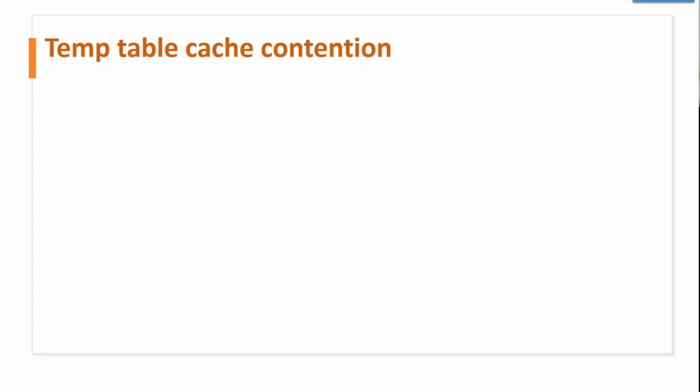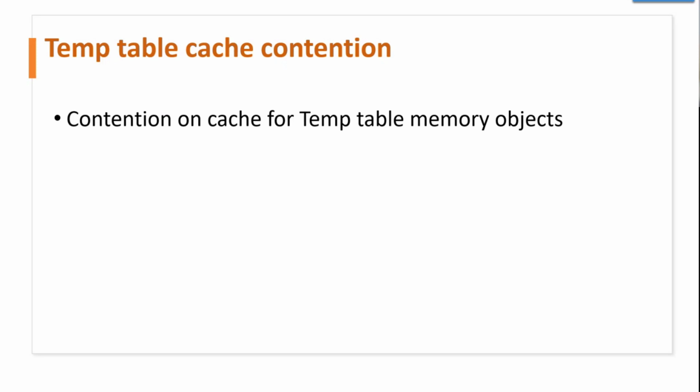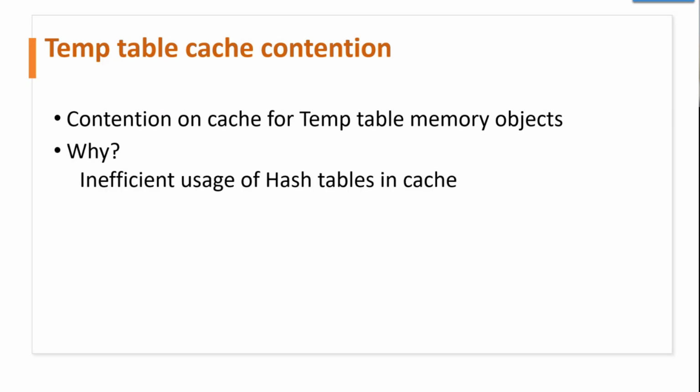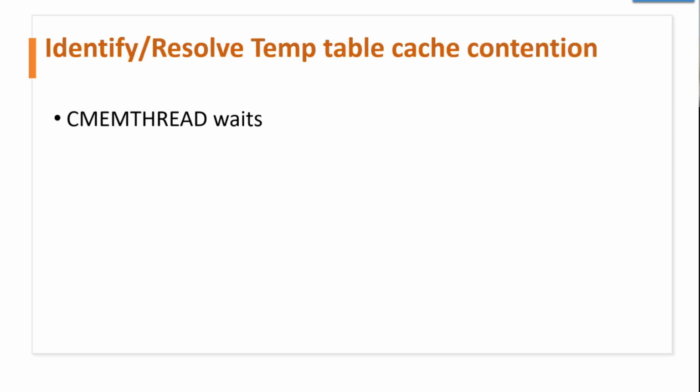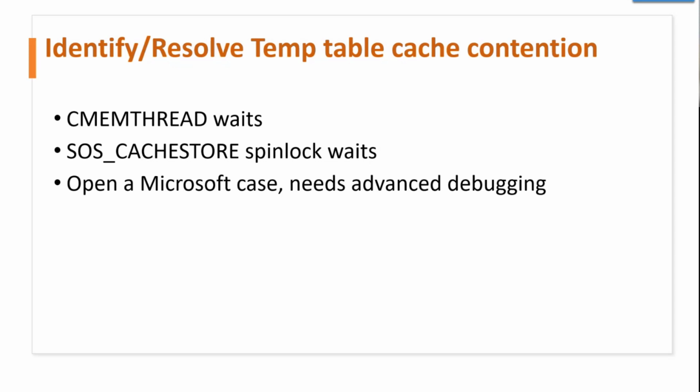So we saw two types of contention now, and this is the third type of contention, which is the temp table cache contention. This is about contention on the cache for the memory objects on the temp table. This appears due to the inefficient usage of large hash tables, and if you see something like CMEMTHREAD or SOS_CACHESTORE lock waits, then it could be a case of this contention, and there's nothing we could do about it. This is just an FYI, because you have to open a case with Microsoft customer service and they will help you out.